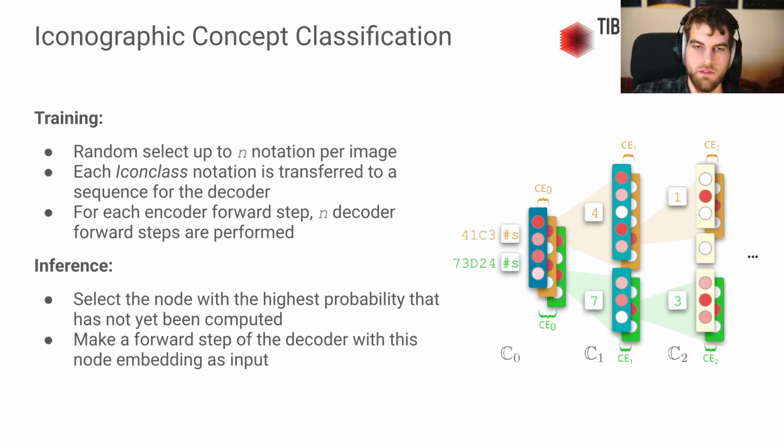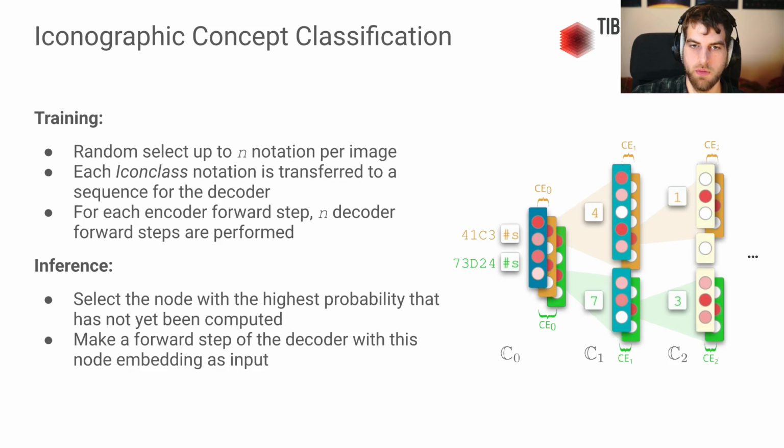At the end, we make one encoder forward step, so the image goes in. We make a forward step of the encoder, and then we multiply the batch size and make n decoder forward steps for each of the sequences and optimize the output.